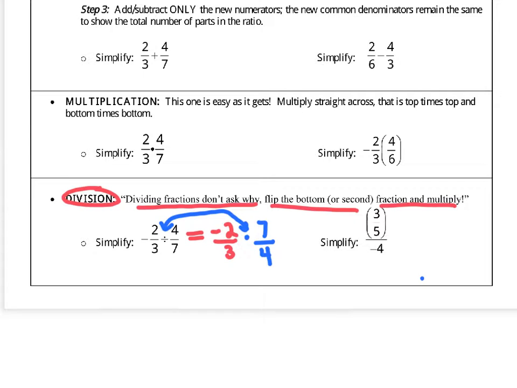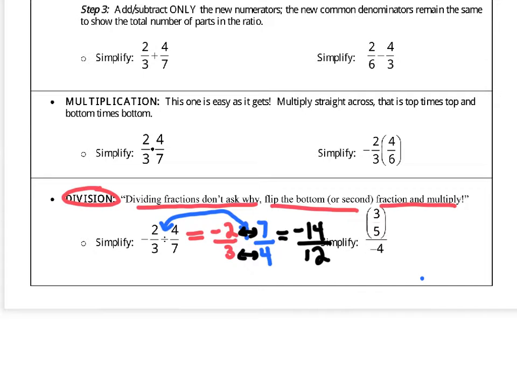Since this is now a multiplication problem, we will treat it just like the above problem we did, and we will multiply straight across the top and straight across the bottom. So our final answer will be negative 14. Notice negative multiplied by a positive gives us negative, and 4 times 3 on the bottom gives us 12.